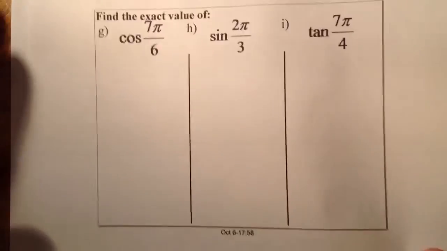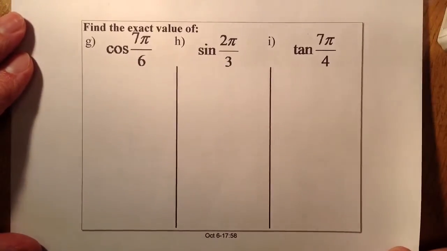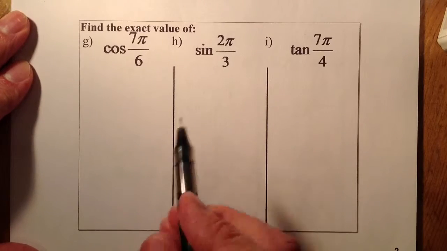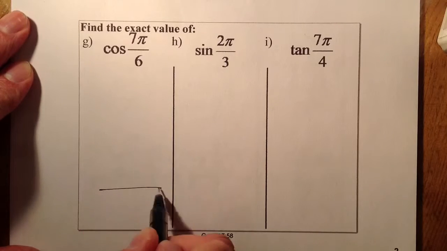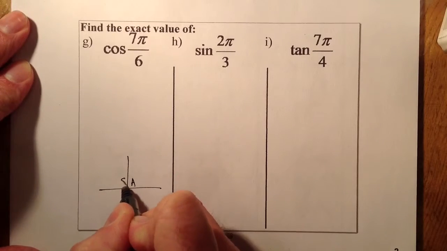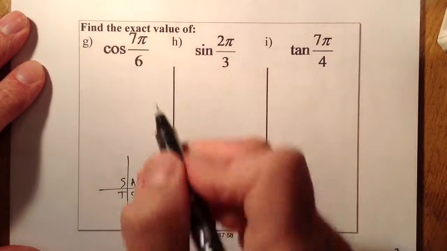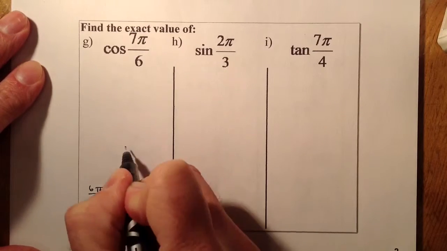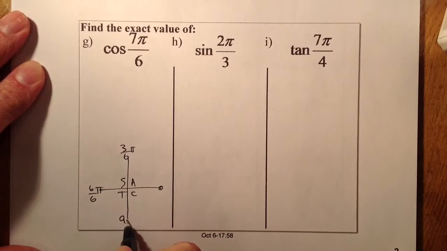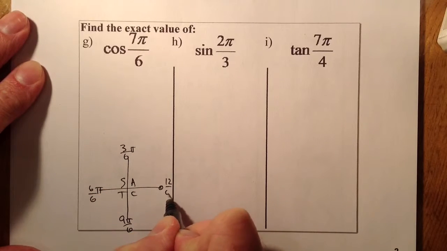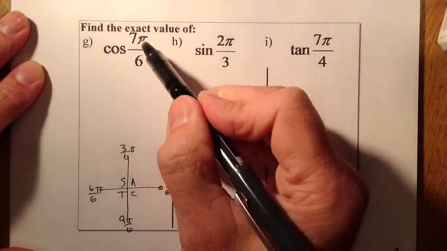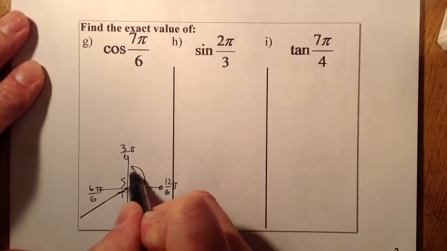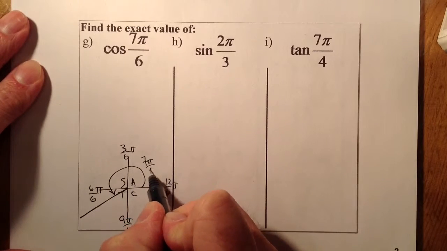Okay, let's look at the last 3 questions that we've got. Just going to do something similar, and I'm going to go ahead and do the CAST table again, just down the bottom here: all, sine, tan, cos. I'm going to be looking at sixths, so that's 0, that's going to be pi, 6 over 6, 3 over 6, 9 over 6, and 12 over 6. It's 7 pi over 6, so 7 pi over 6 must lie in here. So there's my 7 pi over 6.